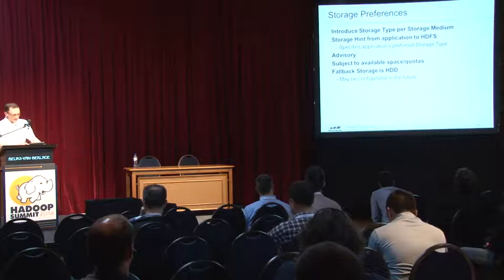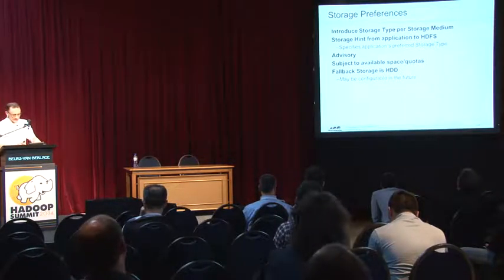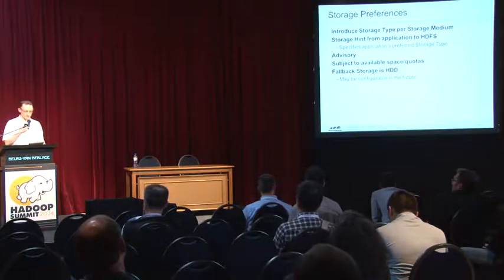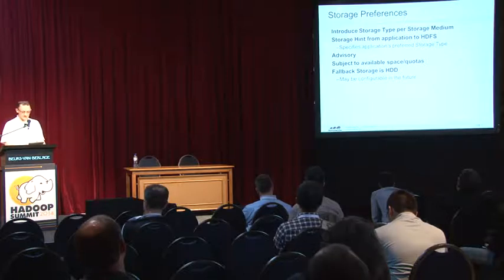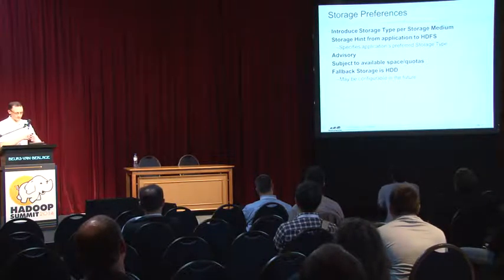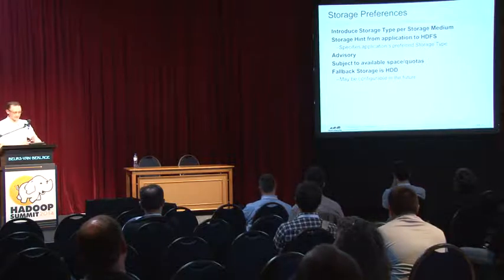Let's talk a bit more about how clients request a specific storage type. The API enhancements that I mentioned allow the application to pass an optional storage hint to HDFS at write time. This specifies the application's preferred storage type. Note that this is advisory. So if that specific storage type doesn't have sufficient capacity to satisfy the request, then we fall back to spinning disk.